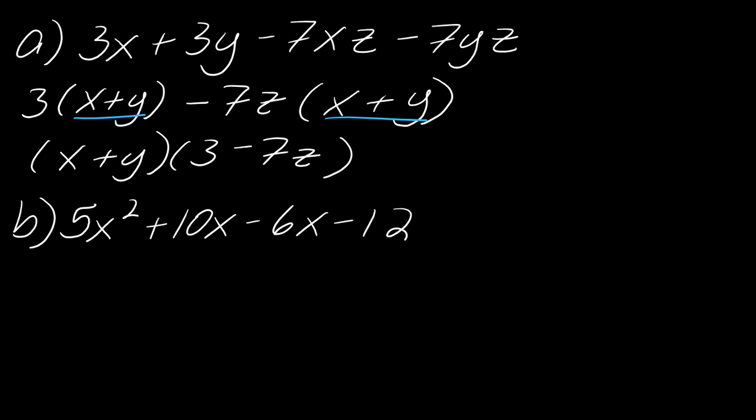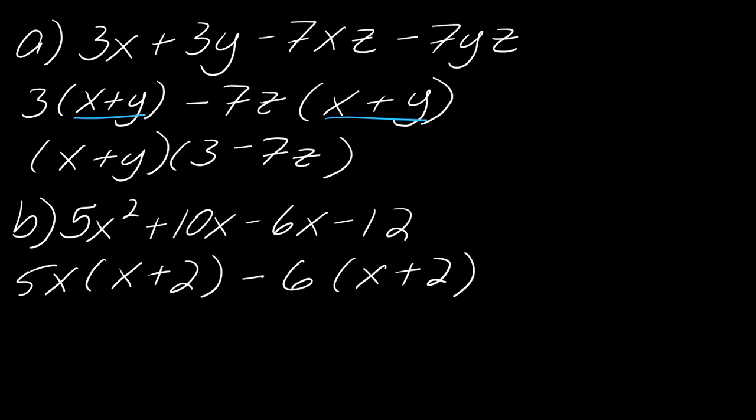Okay, so let's do that one more time, and then I'll have you try a couple on your own. So in the next one, I've got 5x squared plus 10x minus 6x minus 12. In the first two terms, what I notice is that they have a 5x in common. So this becomes x plus 2. And in the second two terms, they have a minus 6 in common. And again, this will turn into x plus 2. So remember, if you're factoring something negative out, the stuff in here will become positive, right? The sign has to flip. So then this will be x plus 2 times 5x minus 6.